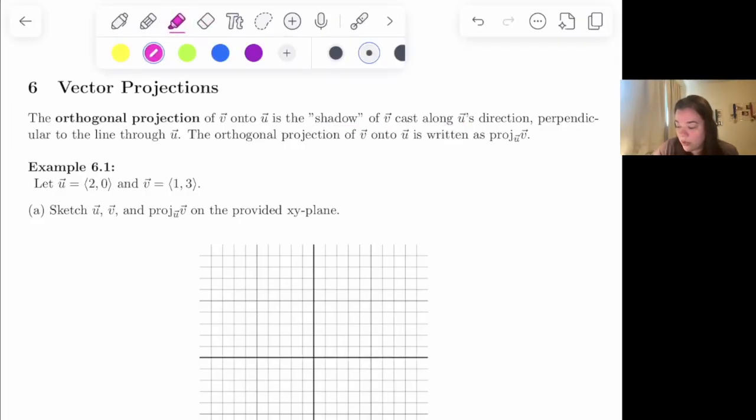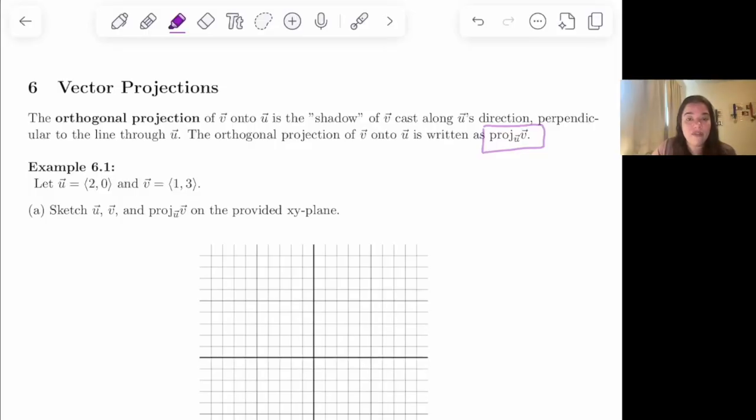Just a heads up on more notation. The orthogonal projection of vector V onto U is written the following way. It's the projection of V written up top and U written as the subscript. This actually creates a whole new vector. So that projection notation is representing a new vector that forms when you project V onto U.